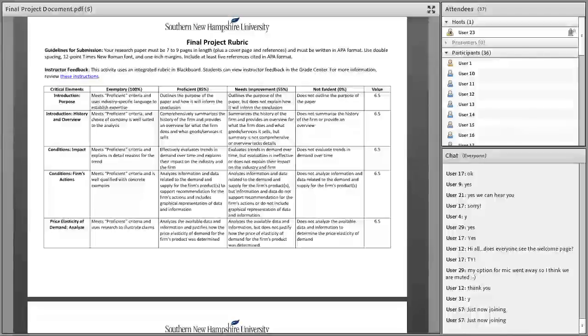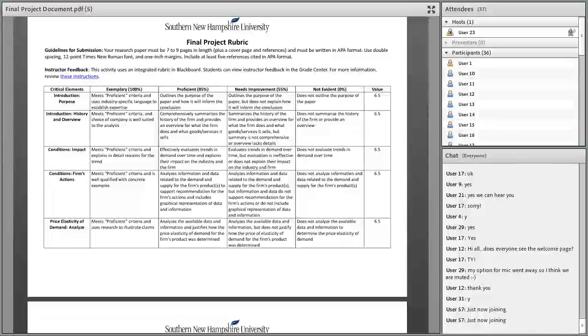If we go to the rubric, you will see that in the proficient, it says to outline the purpose of the paper and how it will inform the conclusion. You need to explain how it will inform the conclusion. What is your scope? You're actually pretending to be a consultant for the firm, and you're going to research the strengths and the weaknesses of your firm and how it can improve its market position and what recommendation you will be able to provide at the end. So that is really how you're going to end your paper. And so this has to be explained in the introduction of your paper.